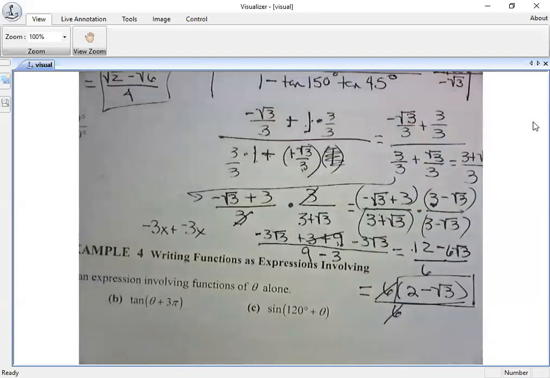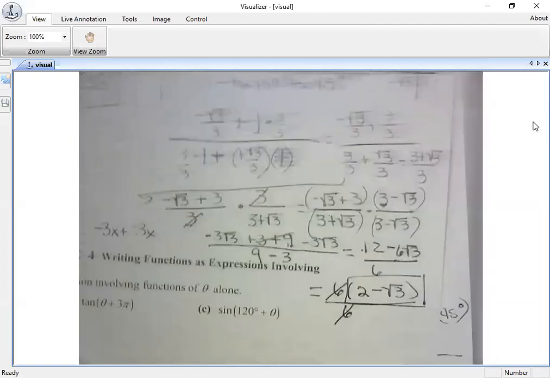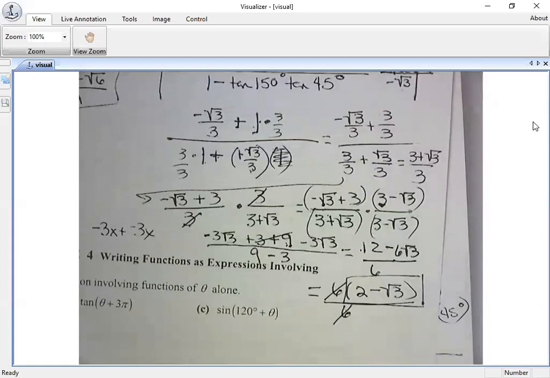So you could do that on all of these that we have done and double check to see, is my exact value coming out to be the same as what the approximate value would be doing it in the calculator.